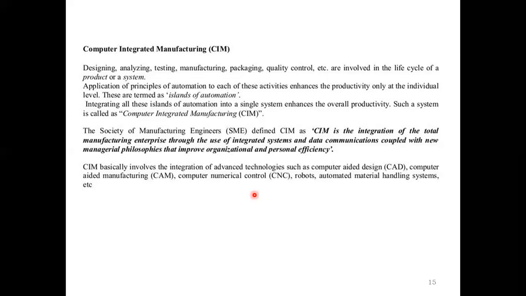That is, simply we can say CIM is the integration of the total manufacturing enterprise through the use of integrated systems and data communications coupled with new managerial philosophies that improve organizational and personnel efficiency.